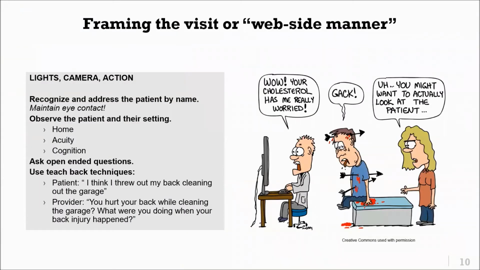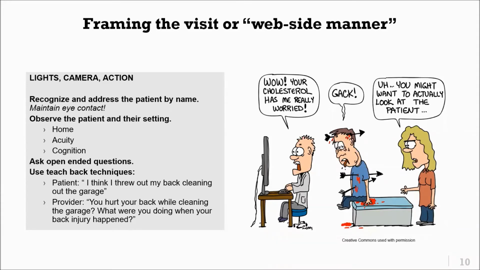So lights, camera, action. We're ready to go into the room, the virtual exam room with the patient. The first thing you want to do is maintain eye contact, and that's critical. And we'll talk about that in just a few minutes when we share the screen with you. And recognize them by their name so that they feel that you know them. Thank them for having the visit with you and tell them you're sorry that they're feeling bad. Observe the patient in their setting. Think about those 3 key criteria: home, acuity, and cognition.